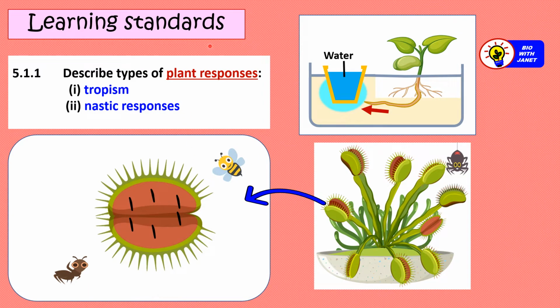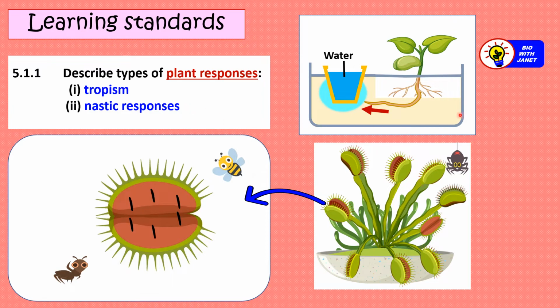The learning standards for today's lesson are as follows. After this lesson, we should be able to describe types of plant responses: number 1, tropism, and number 2, nastic responses. So these two are plant responses. For tropism, we will discuss 5 examples, and then we also discuss 5 examples of nastic responses.